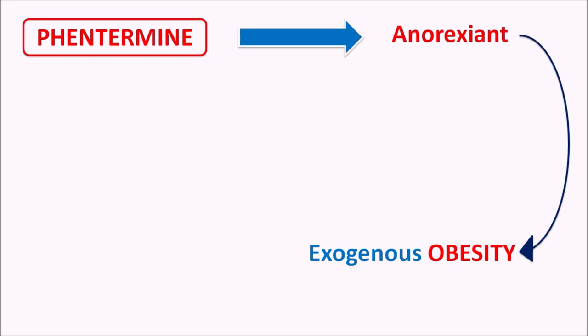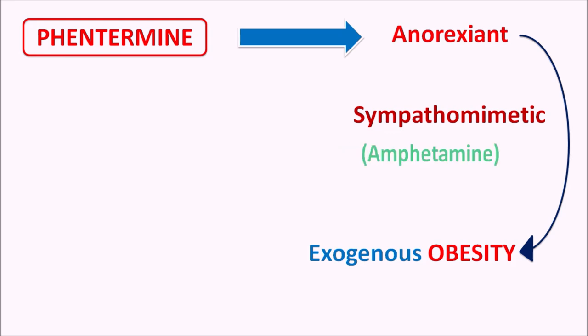Fentermina. This drug is actually sympathomimetic, which is going to increase the sympathetic activity. And structurally, Fentermina is related to amphetamine, which is a CNS stimulant as well as sympathomimetic. This amphetamine is classified as indirectly acting sympathomimetic. So Fentermina also indirectly increases the sympathetic activity.